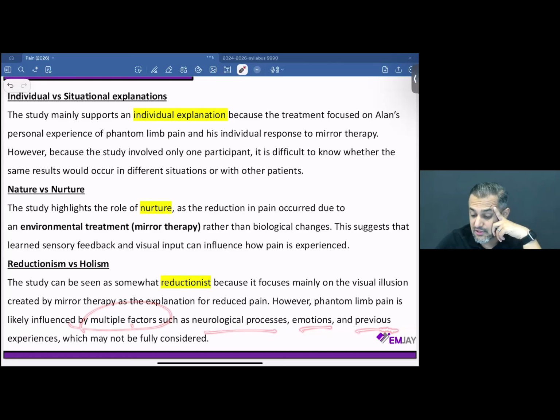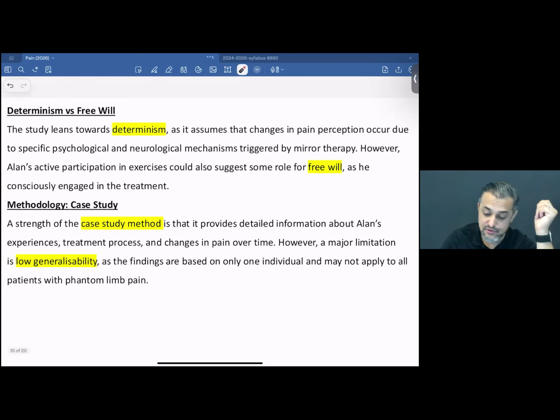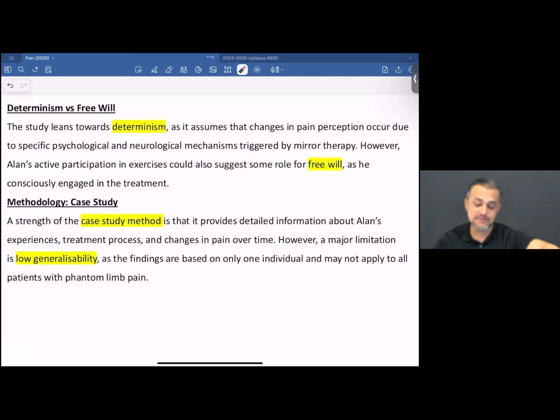And when you study about this phantom limb pain, or if I try to be a little more specific, if we talk about the study by MacLachlan, it wouldn't be wrong to refer to it, because this is leaning more towards reductionist and you are focusing on one thing. Now, taking this ahead, you could use determinism versus free will as a debate to evaluate the study as well.